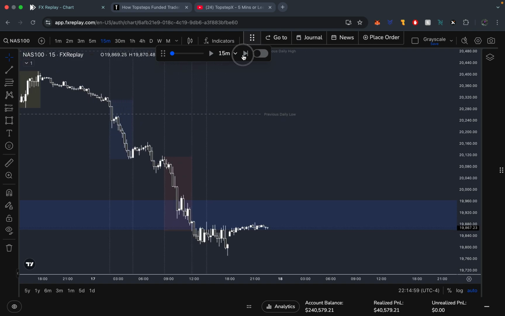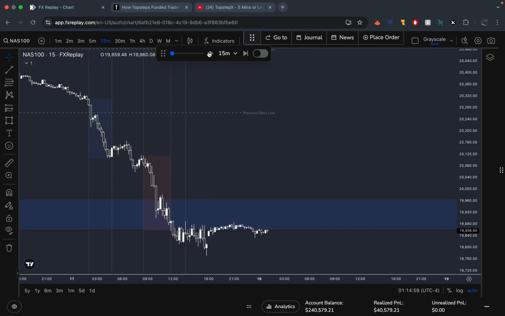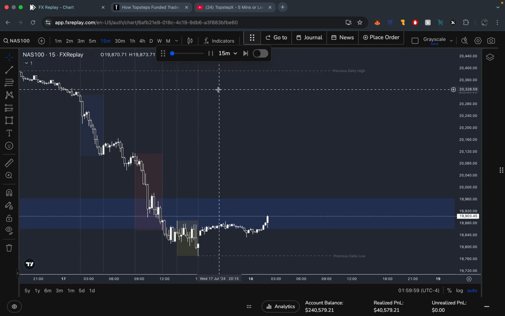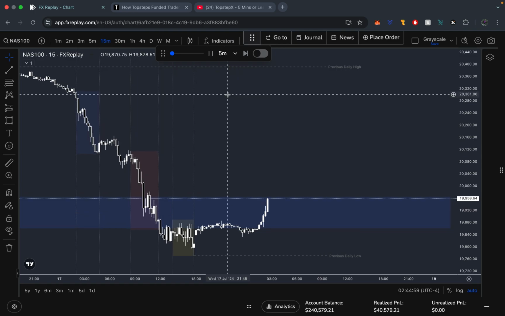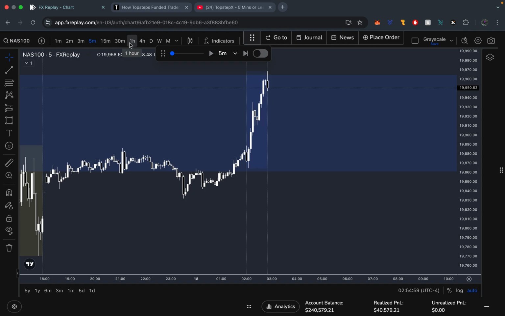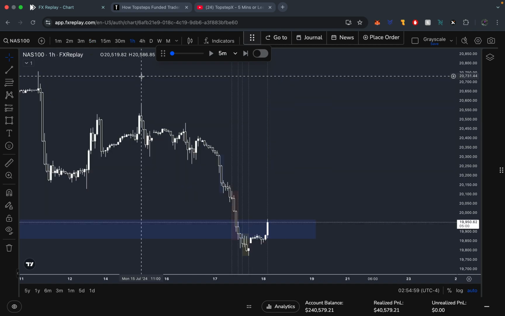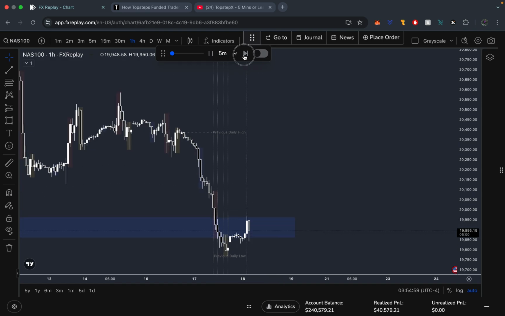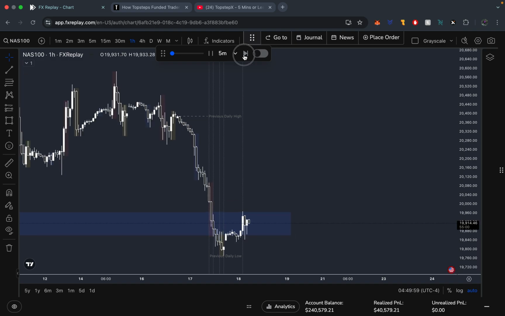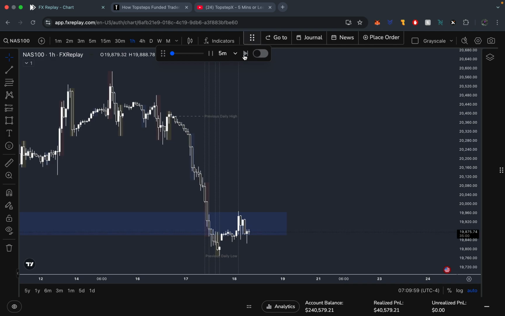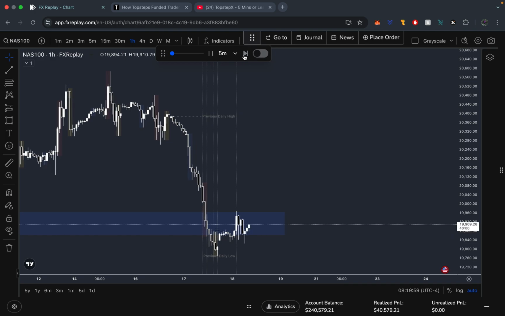Right, so now we've entered the new day. Previous daily high, previous daily low updates. So this indicator is actually very handy. Let's see. I anticipate it only needs to hit this daily low, and then set up a form from there.